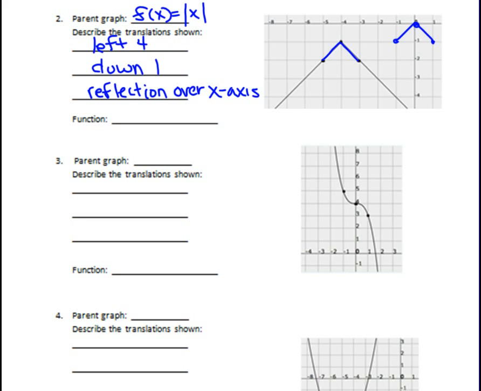Let's look at what goes inside, what goes outside. Left, that means it goes inside. Down, that's outside. Reflection over the x-axis, that means it's going to be outside. So let's write this. f of x equals, now the reflection, that negative goes outside the absolute value. Inside we have left 4, so really it's x plus 4. And then we're moving down 1, so minus 1. There's our actual function.